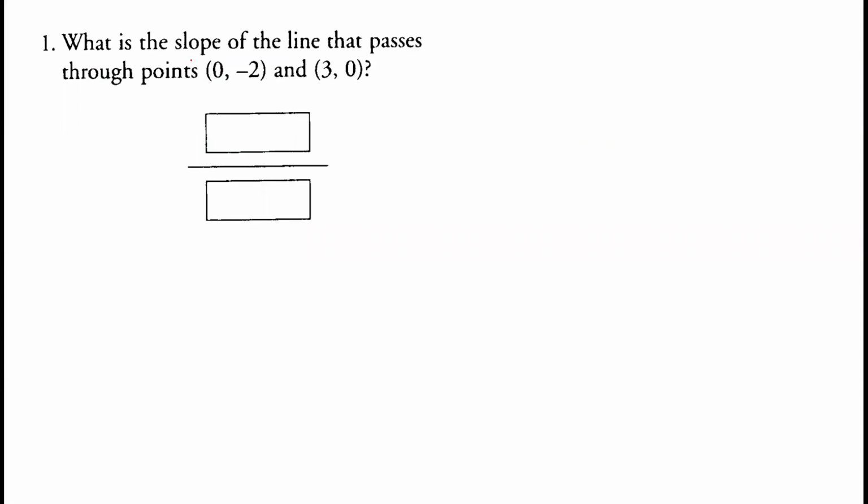So question 1, what is the slope of the line that passes through points (0, -2) and (3, 0)? So let's make a graph over here. So this is 0 and 0. So (0, -2) would be this point and (3, 0) would be this point.